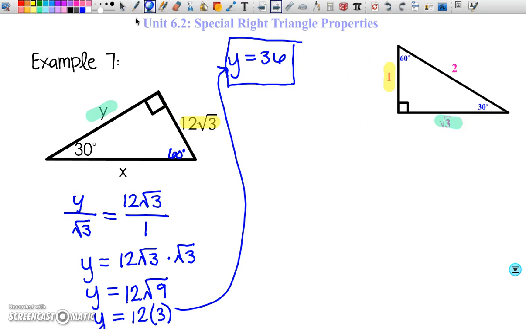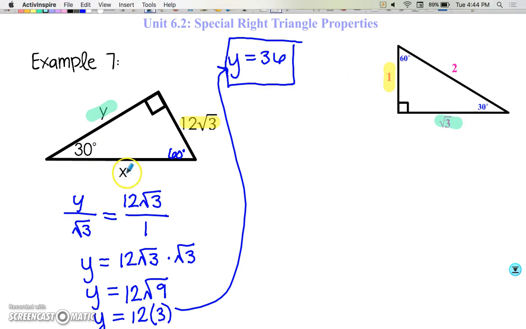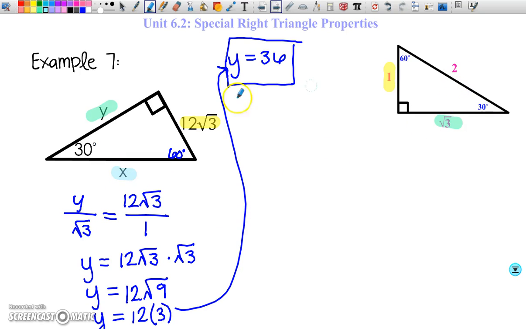All right, and then we need to go ahead and solve for x. So this time we're looking at our x, which is on our hypotenuse, and that pairs up with our 2. So we're going to take our x over 2 and pair that up with our number over number, in this case 12 times the square root of 3 over 1. Cross multiply, and so we get 2 times 12 times the square root of 3.